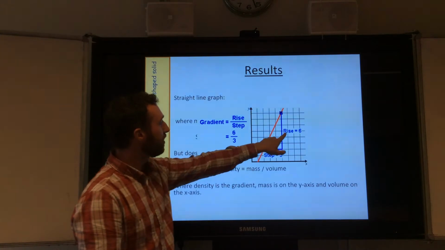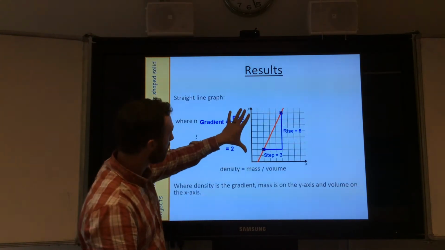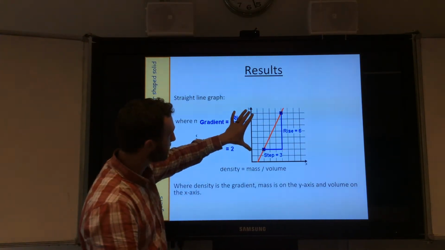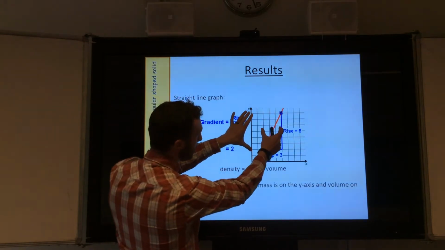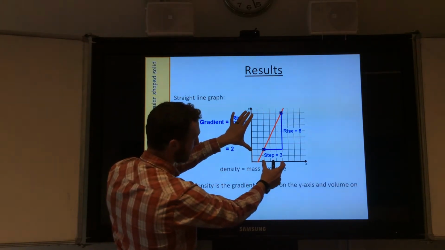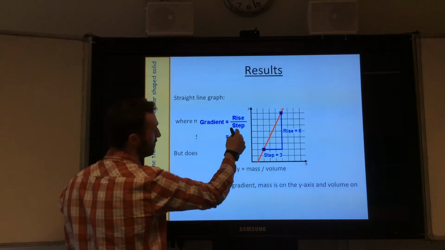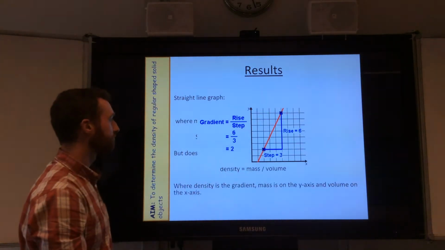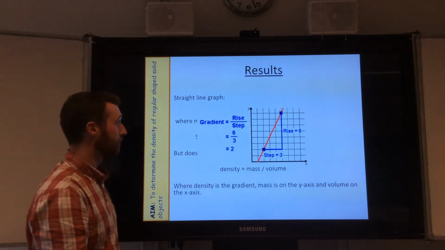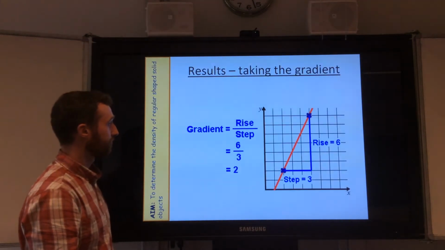So here I do rise over run. The difference between these 2 points on the y-axis is 6. The difference between those same 2 points on the x-axis is 3. So I get my rise over my run, which is 6 over 3, which would be 2. And then I would put the units on those as well. So it's 2.